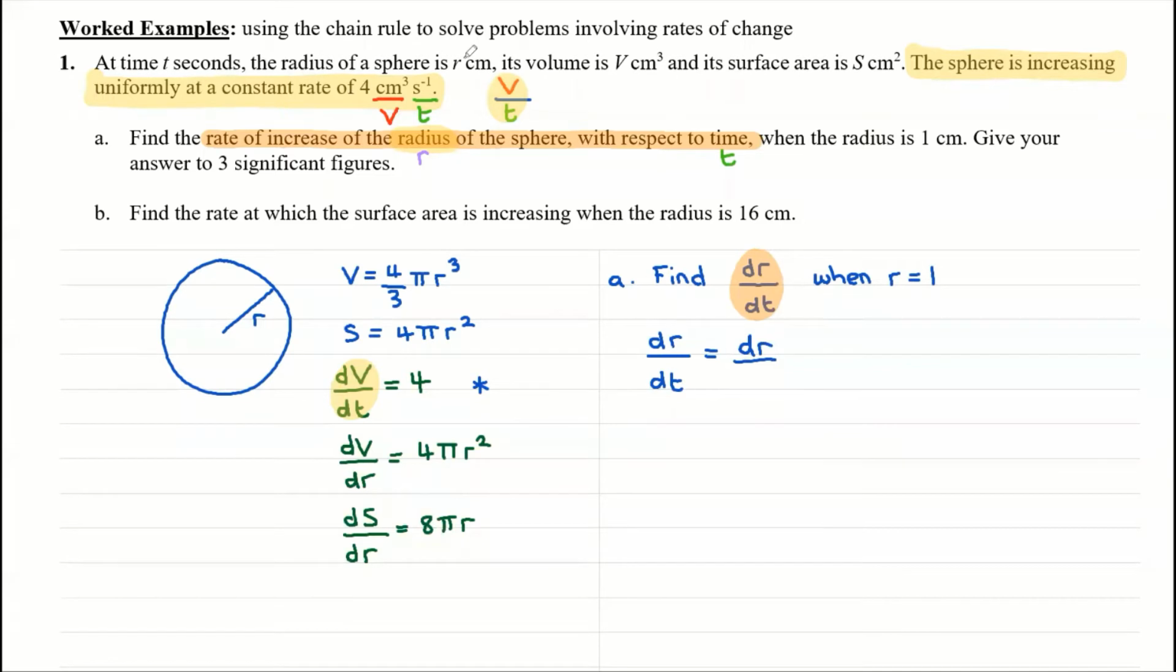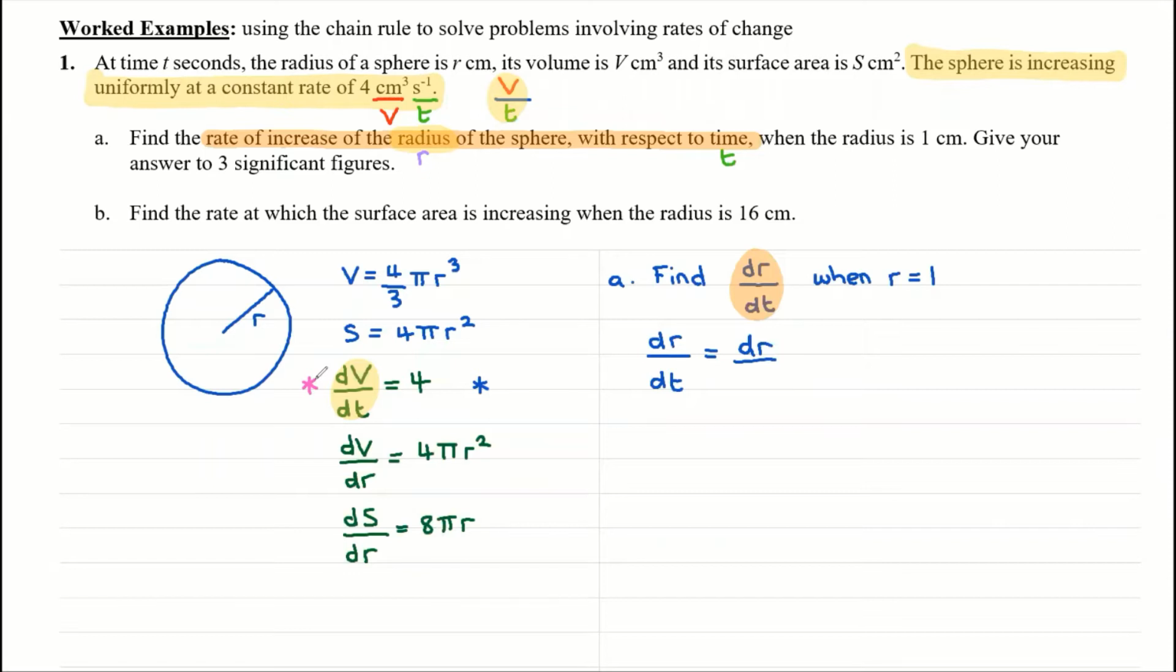What do I need to do next? Well, there is a clue. This piece of information here, which I've already asterisked, is vital. We really, really need to use that. Otherwise, we're going to be stuck. Okay. And that's why they've given you that information in the first place.